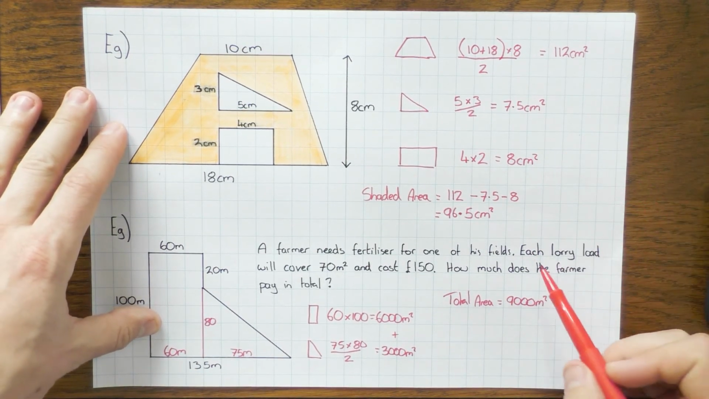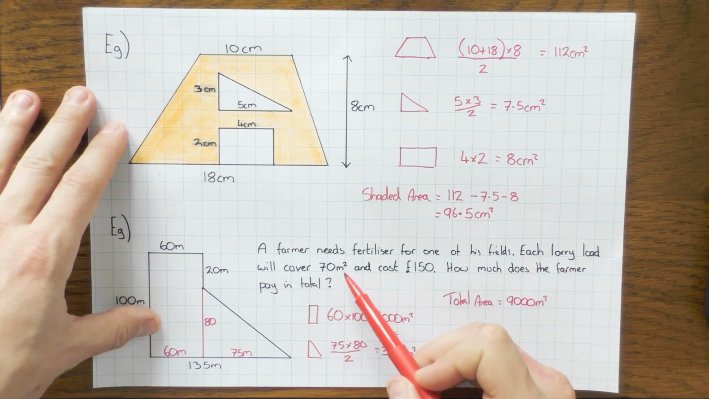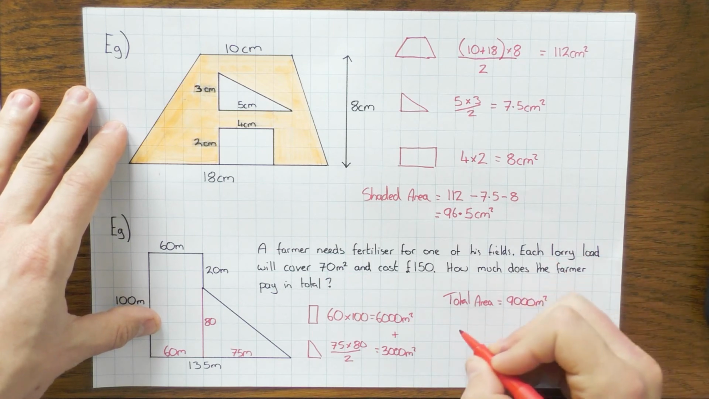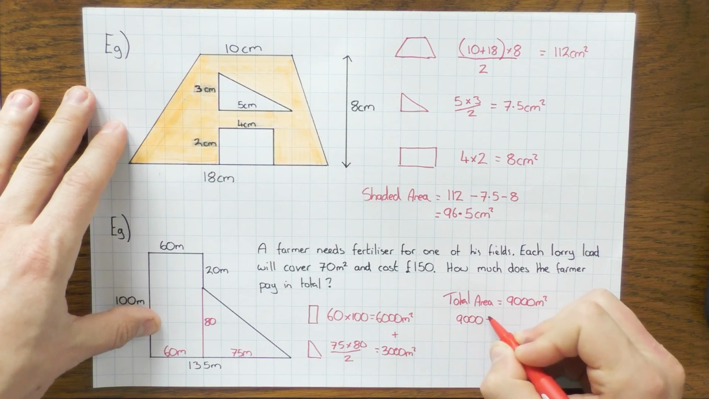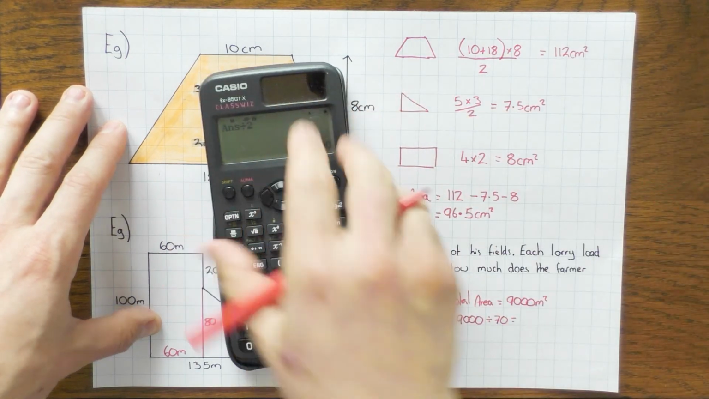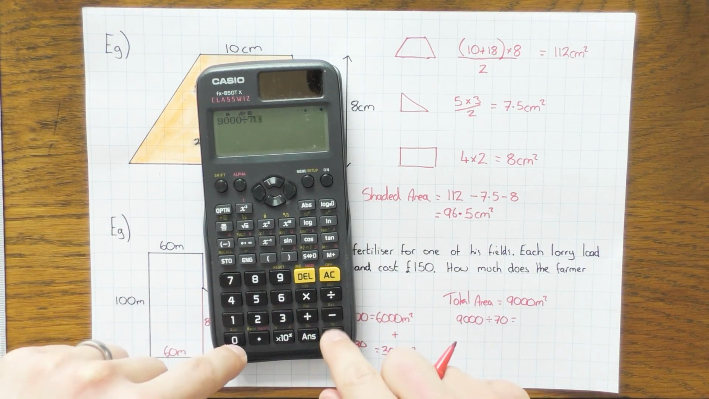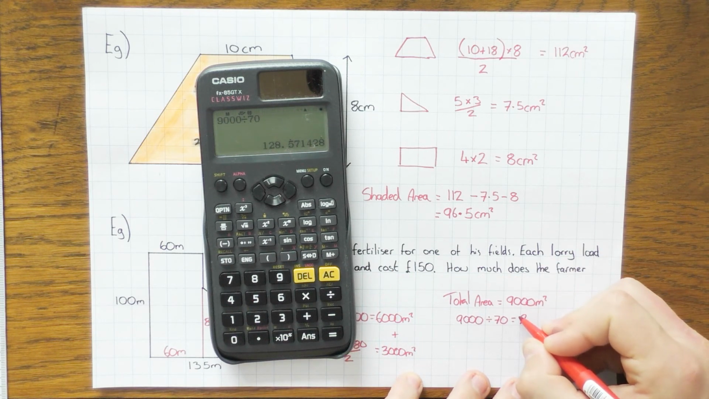But we're not done there though. It says each lorry load will cover 70 metres squared. So I need to work out how many lorry loads I need. Now to do that, all I do is take my area, which is 9,000, and I divide it by 70. I see how many 70s go into it. So 9,000 divided by 70, and it's going to be a decimal.